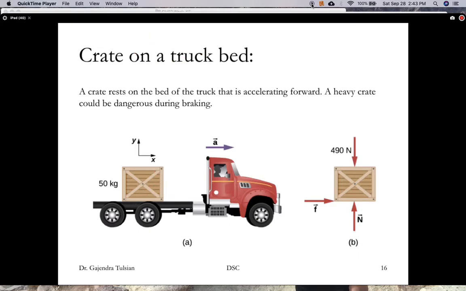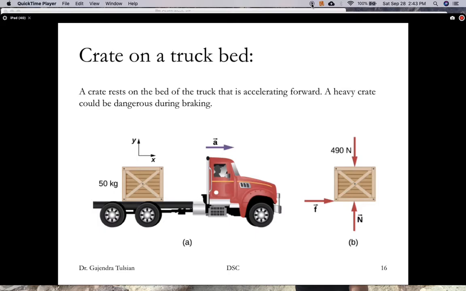Here's a heavy crate on a truck bed, and now a heavy crate on a truck bed can be dangerous during braking, and we'll come to that in a second. So let's say here's the truck, and if the truck accelerates, the only thing that the crate is in contact with is the truck bed, and so the friction between the crate and the truck bed is what the static friction force is, what provides the force to accelerate the crate.